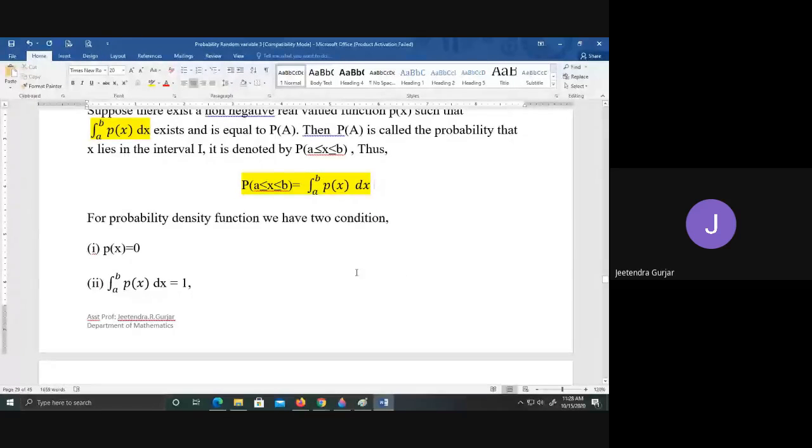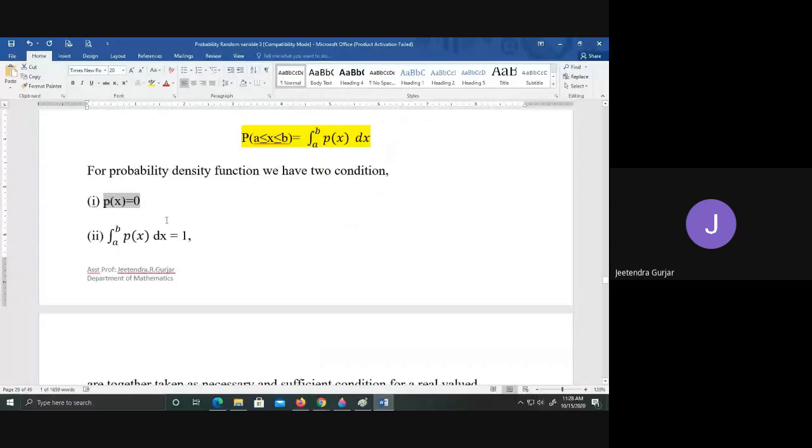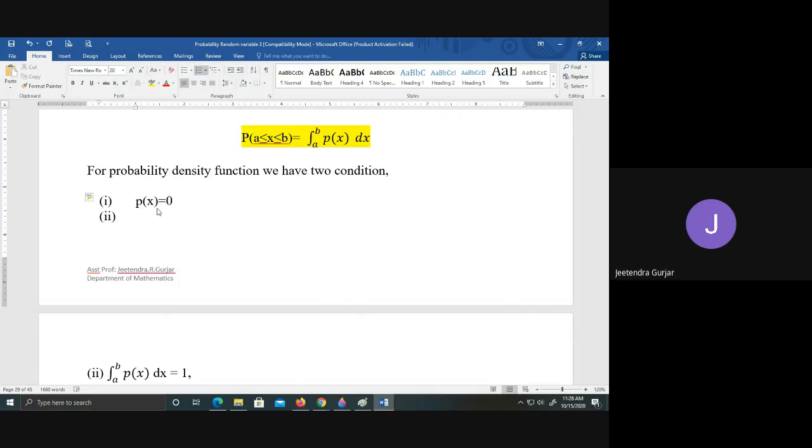Here you have to also remember, for the probability density function, we have two conditions, students. What are the two conditions? Already I have told you, p of x must be greater than or equal to 0. Remember this, greater than or equal to 0.